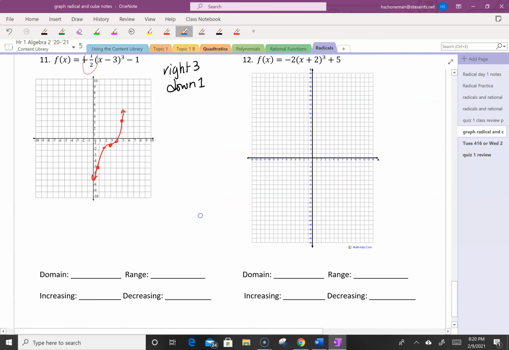For a cube, the domain and range is always negative infinity to infinity. This one, as I go from left to right, is always going up, so there's no decreasing, and it's increasing from negative infinity to infinity.